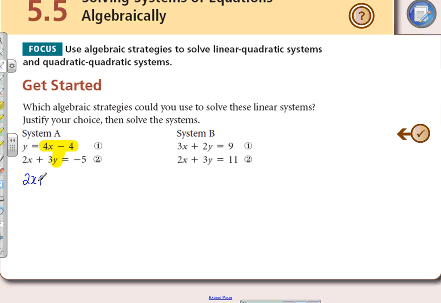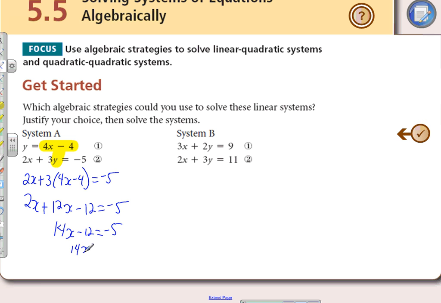So 2x plus 3 times 4x minus 4 is equal to negative 5. Distribute that in. 2x plus 12x minus 12 is equal to negative 5. So we get 14x minus 12 equals negative 5. And then add the 12 over. 14x is equal to 7. Divide by the 14. x is equal to 1/2.